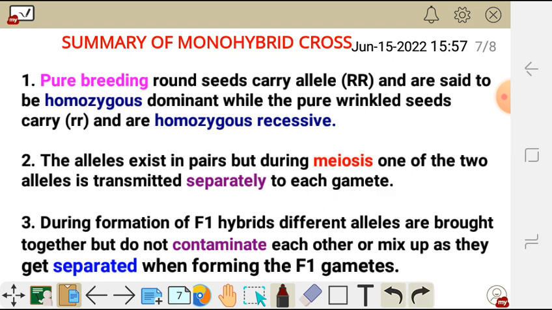Then during formation of F1 hybrids, different alleles are brought together but do not contaminate. When we were doing those crosses, we did not see where these alleles were being contaminated. These alleles come together, but they do not contaminate each other or mix up, as they get separated when forming the F1 gametes. Okay, so this is what we can summarize about a monohybrid cross.